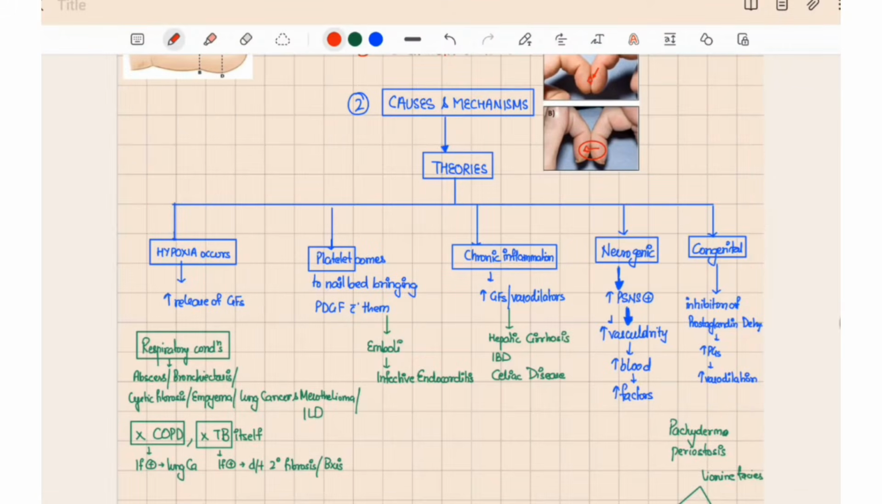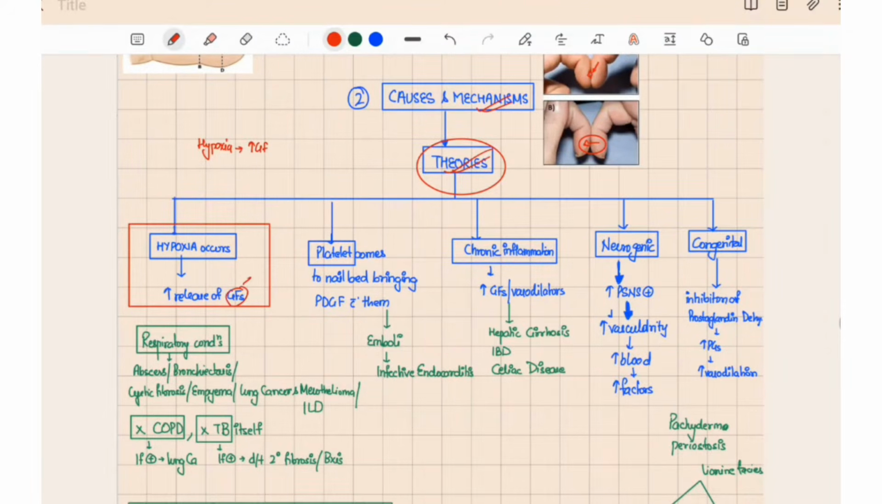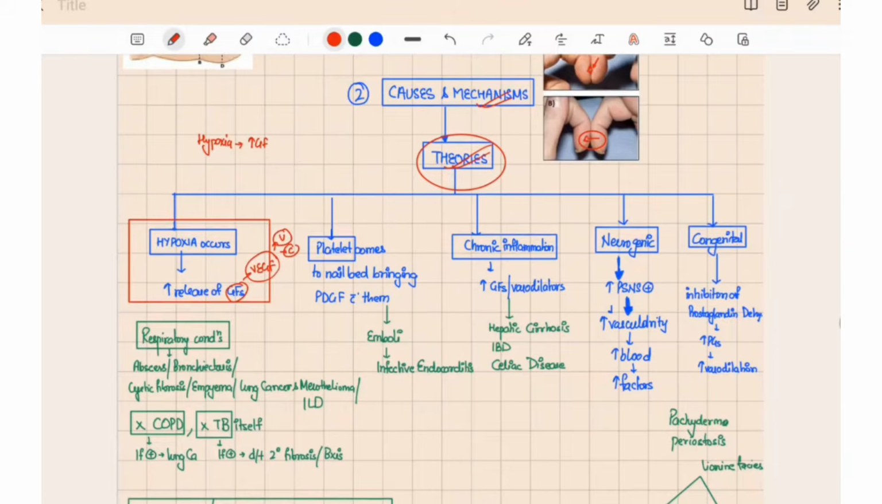Now what can be the different causes in which clubbing can be present? If the patient comes with clubbing, what different causes will you think of? There are various mechanisms and theories which can explain clubbing in different causes, out of which the most important is the theory of hypoxia, which says that if hypoxia occurs in the body, due to local release of increased growth factors like the vascular endothelial growth factor, there is increased proliferation of the vessels as well as the connective tissue, and that leads to clubbing.